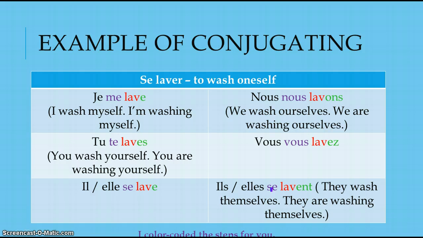Step 3 said we had to look at the reflexive infinitive, which is laver, and then we're going to drop the ER, and so we're left with the stem, LAV. In red for each of the conjugations, you'll see the stem. And then in green, you'll notice the endings for regular ER verbs, which is E, ES, E, ONS, EZ, ENT. Those are all 4 steps that I've color-coded for you.